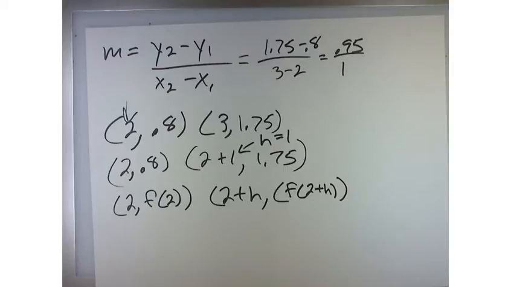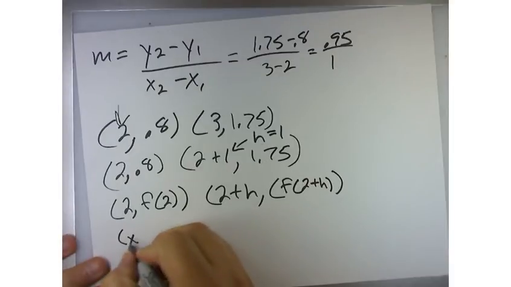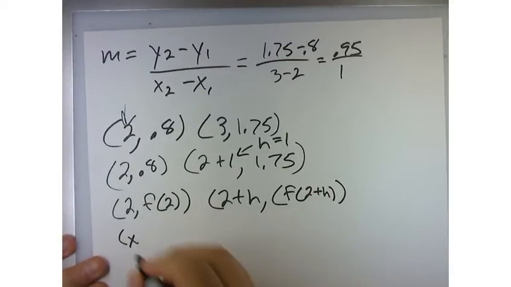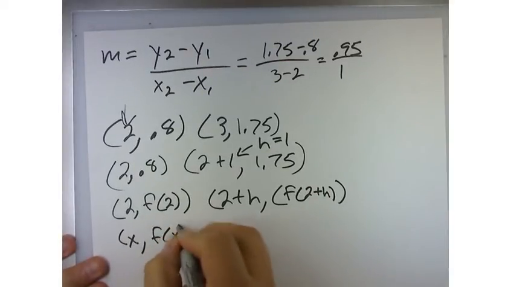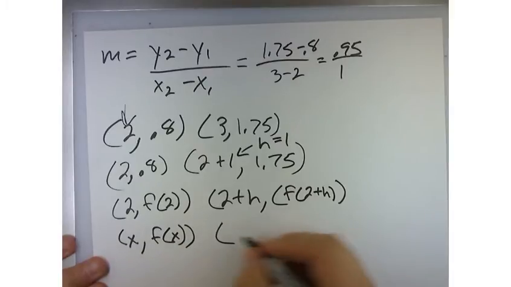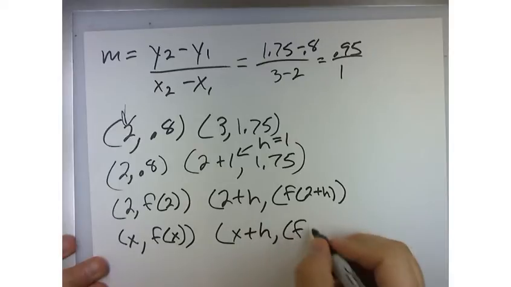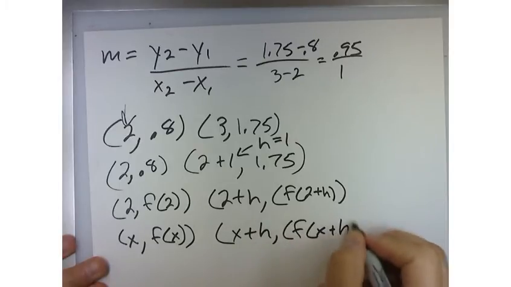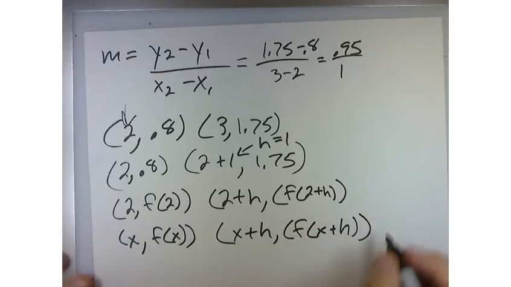Okay, right? Yes. I suppose if I wanted to generalize this, I could say it something like this. Couldn't I say that this is (x, f of x)? And then the second point would be (x plus h, f of x plus h). That's what I'm ramping up to, okay? Can you just always claim that? Well, yeah, that's what we're going to call it.